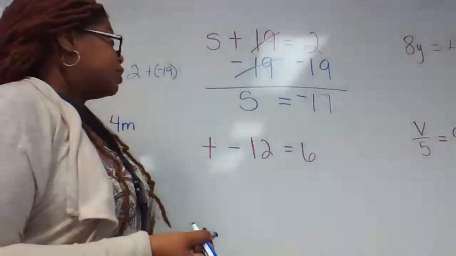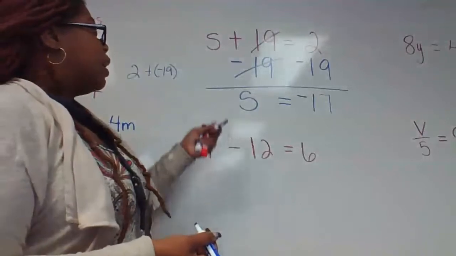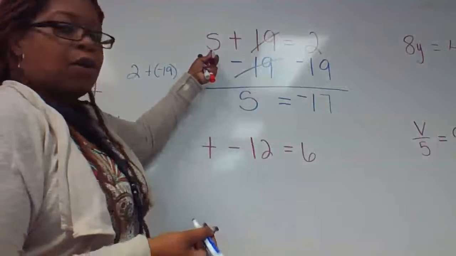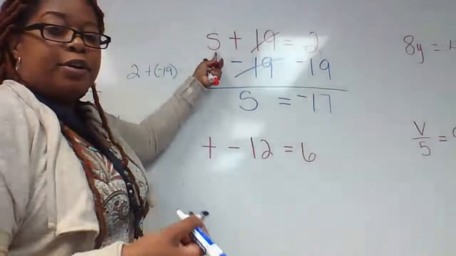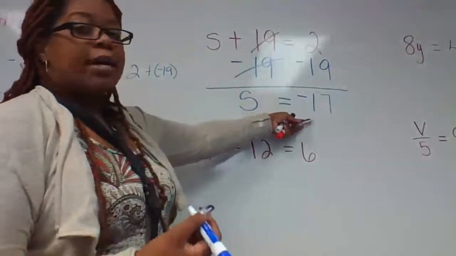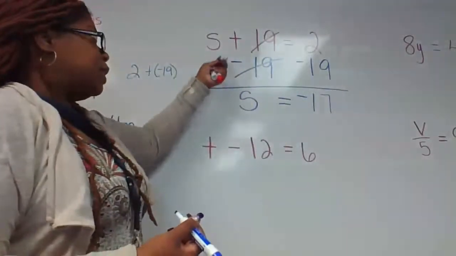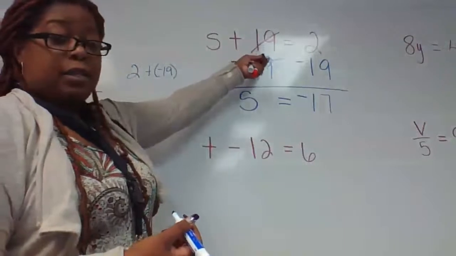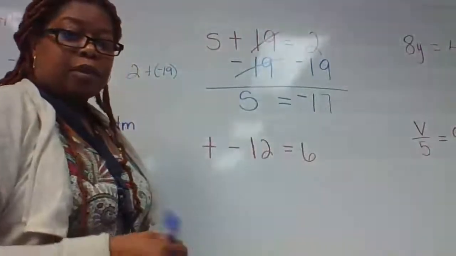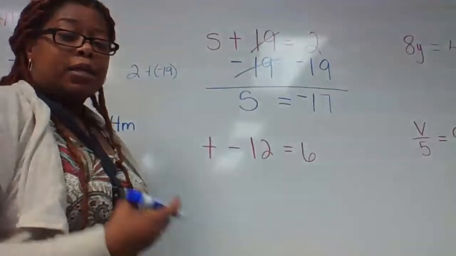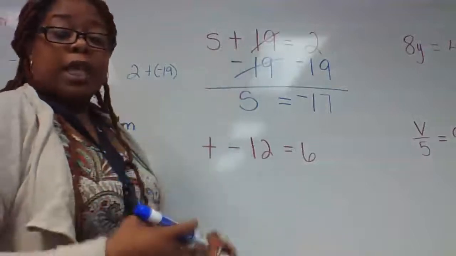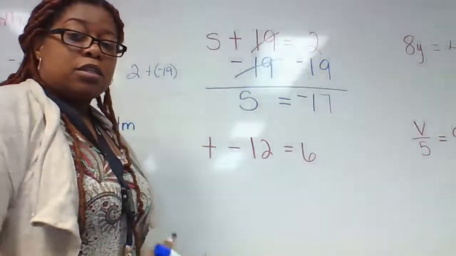Okay? What we're saying is, if I was to go back, instead of putting the letter S, I now know it's no longer unknown. I now know that S is negative 17. So I can say negative 17 plus 19 equals 2. And that is a true statement. So that is when we are adding. The original operation was addition. We used the opposite, which was subtraction, to solve it.